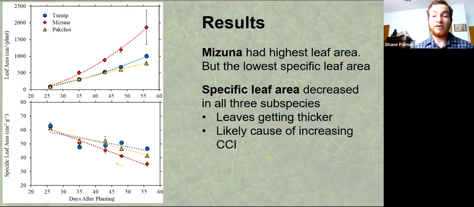I also mentioned that Mizuna having the highest leaf area is interesting because it also has the lowest specific leaf area. So it has a lot of leaves, but the leaves aren't spreading out as much, or they're not as thin. They're not being spread as thin as the other species.